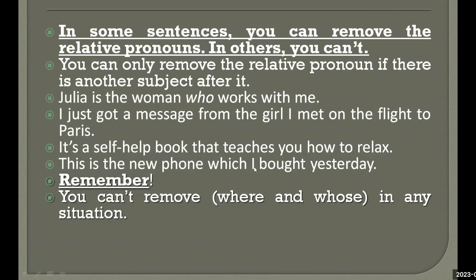Look at this sentence. This is a new phone which I bought yesterday. So look at that. Which I bought. You can remove which because you have a subject. I. You can just say this is a new phone I bought yesterday. Like what we did here in this sentence. This is the girl who I met. You can just say I met right away. And also, you need to remember, you can't remove where and whose in any situation. You cannot do this. It never happens.